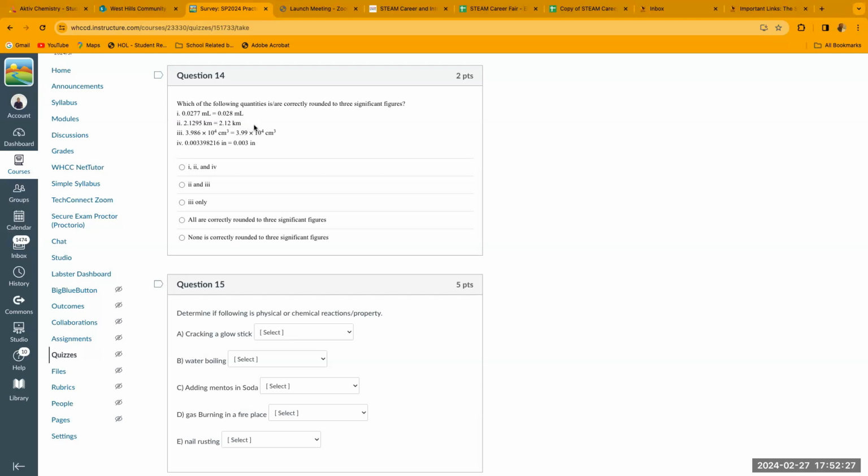Oh, wait. Let me take a step back. Is it successfully rounded to 3 sig figs? It is 3 sig figs, but is it successfully rounded? So what is the rule on rounding? If it's greater than 5, do we round up? If the number following that third significant figure is greater than 5, we round it up. Okay. So in this case, this one should be rounded up. Okay. What about the third one?